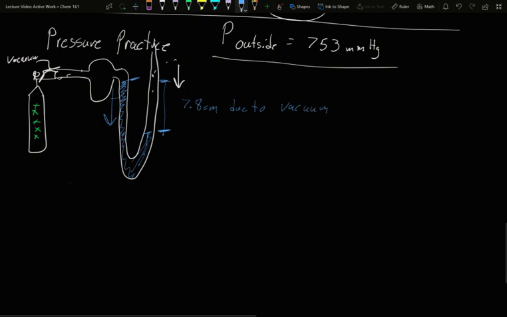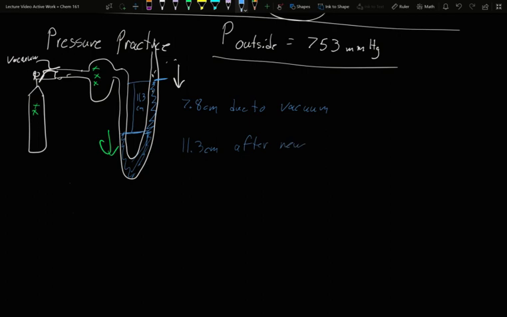And then we let it settle there for a minute, and we open the gas tank. And some of the gas flows into our reactor. Well, now I have more pressure from the gas, and so it is going to change my levels. What we will find is that the mercury goes down on the inside and up on the outside, and we end up here with a height difference of 11.3 centimeters after new gas.